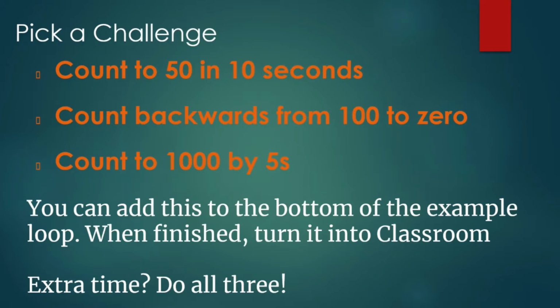Okay. So count to 50 in 10 seconds. Think about what you're going to have to change there. Or count backwards from 100 to 0. Or you can count to 1,000 by 5s. So you have 3 different things that you can turn in as an assignment for your challenge. You can do all 3, but you only have to do 1.